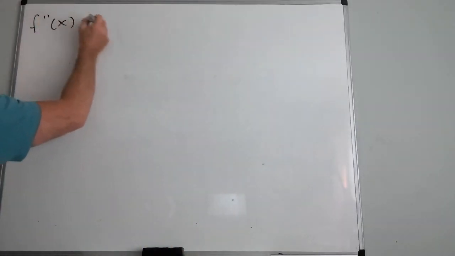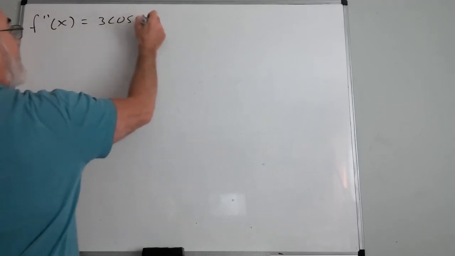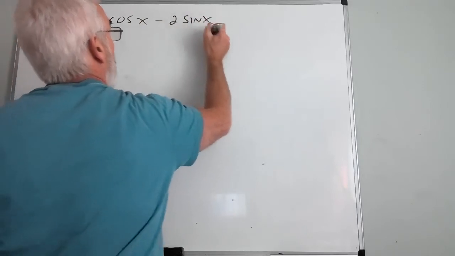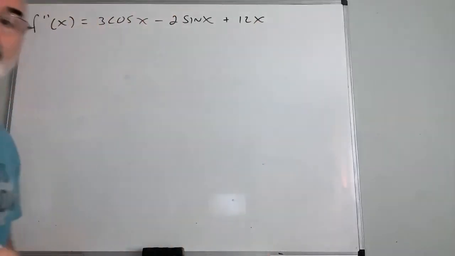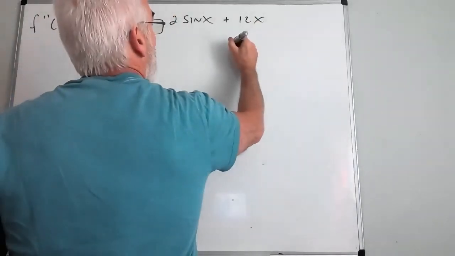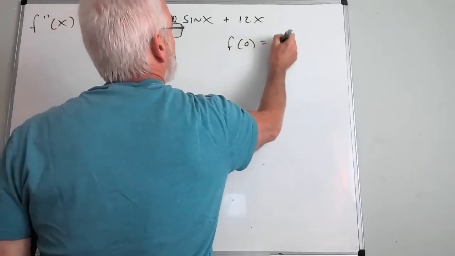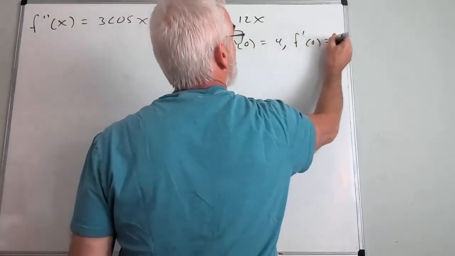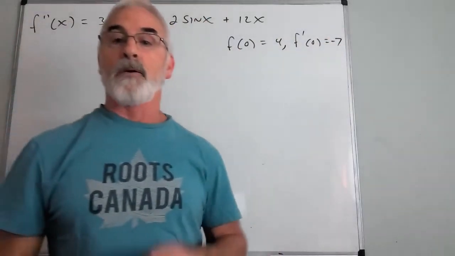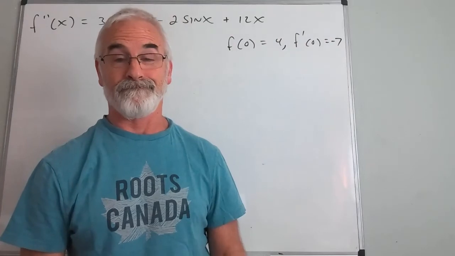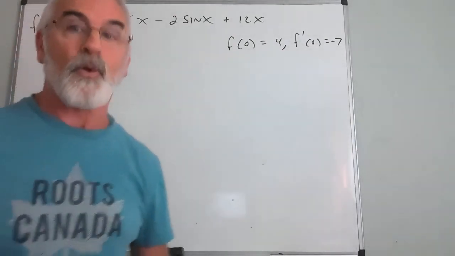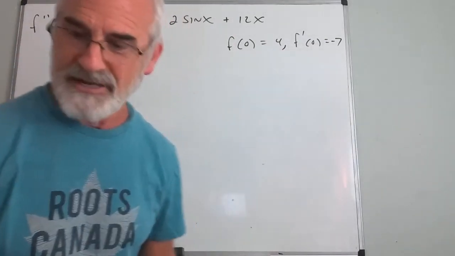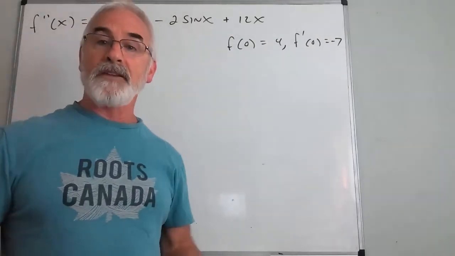I'm going to tell you the following. F double prime of x is 3 cos x minus 2 sine x plus, let's say, 12x. Okay. F of 0 is 4. F prime of 0 is -7. I want you to find f of x. So in Math 255, we would call this a second order differential equation with constant coefficients. It sounds scary. No, it's pretty easy. I need you to find f of x.